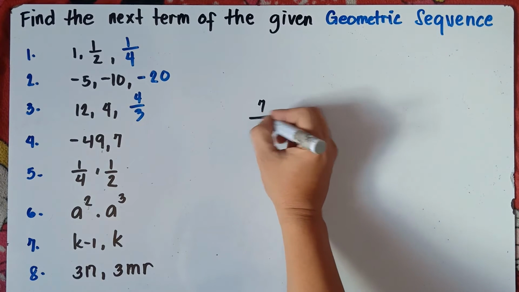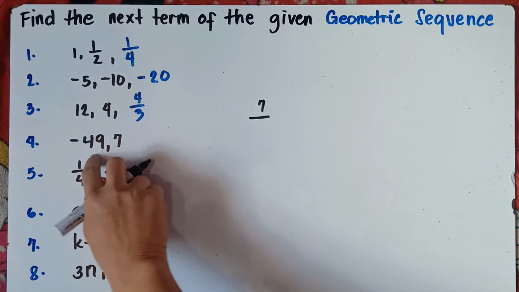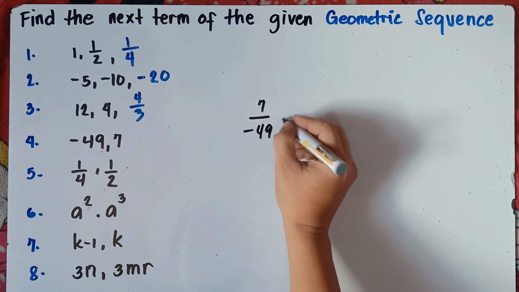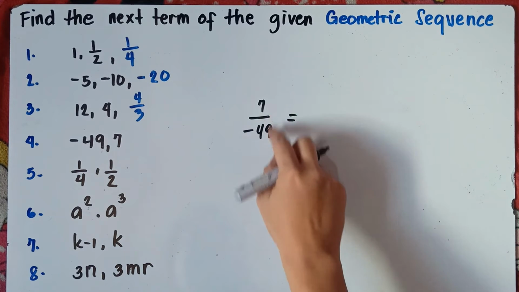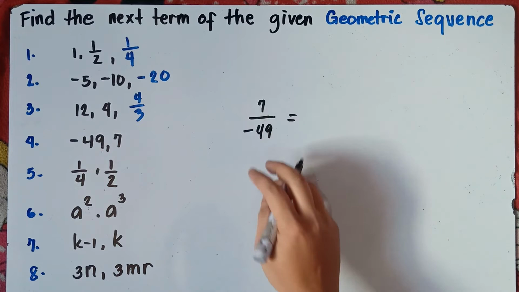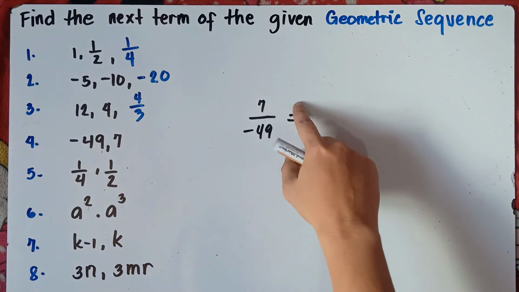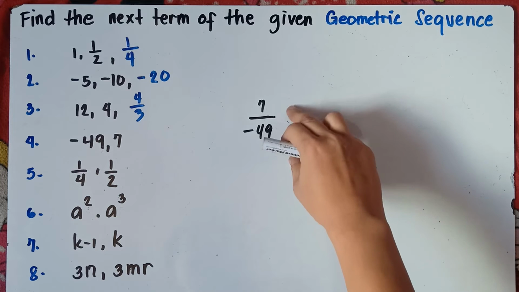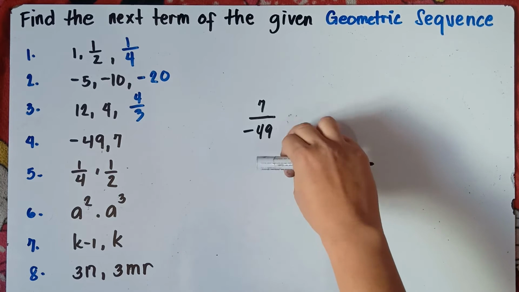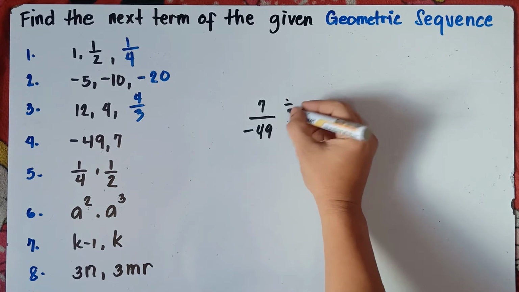7 divided. So second term divided by the first term, negative 49. So once again, we cannot divide this one directly because we get a decimal answer. And we're not allowed to have a decimal answer for this one because it will be quite complicated. So the thing that we will do is we just need to reduce the fraction to the lowest term. You just find the GCF. So we can divide it by 7.